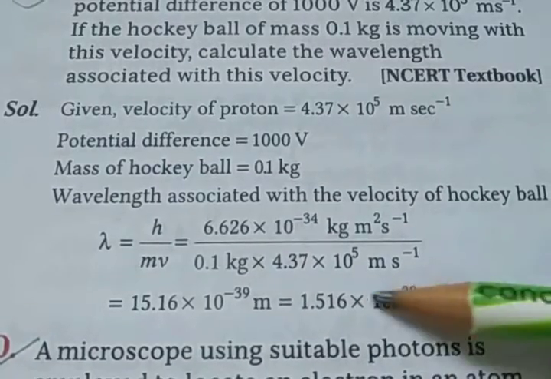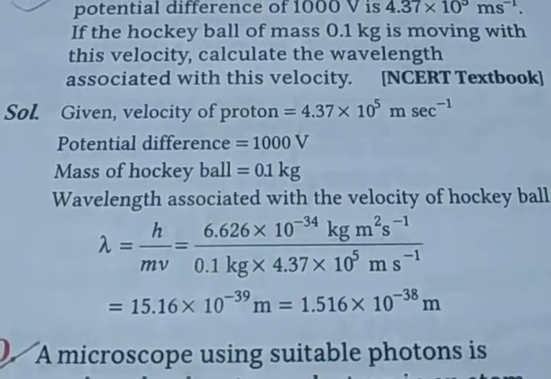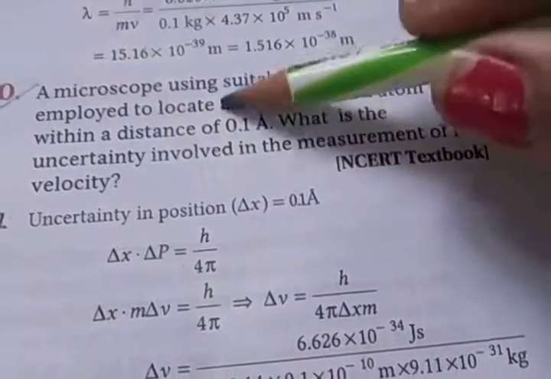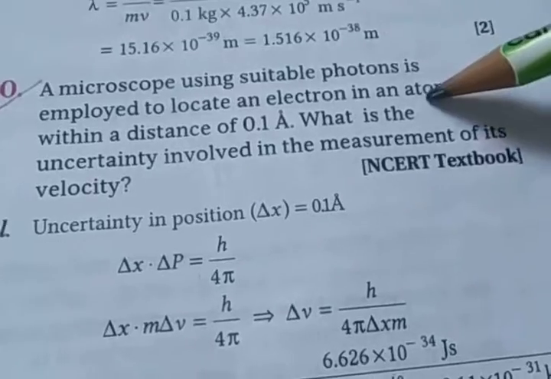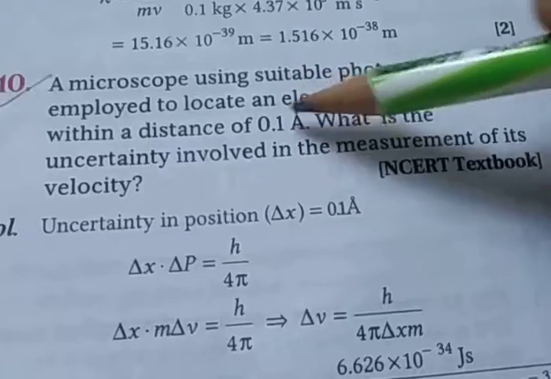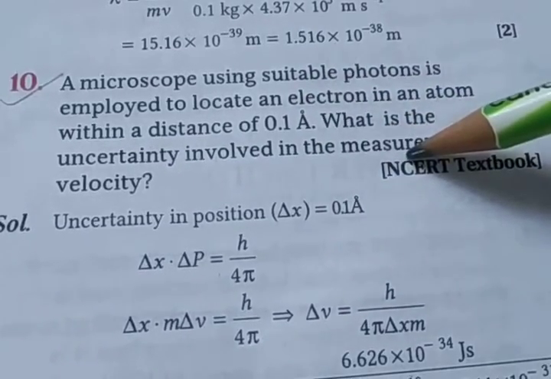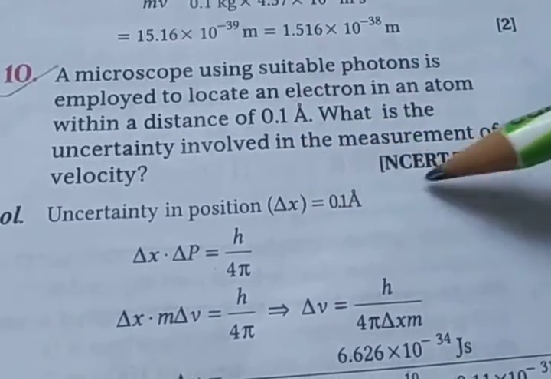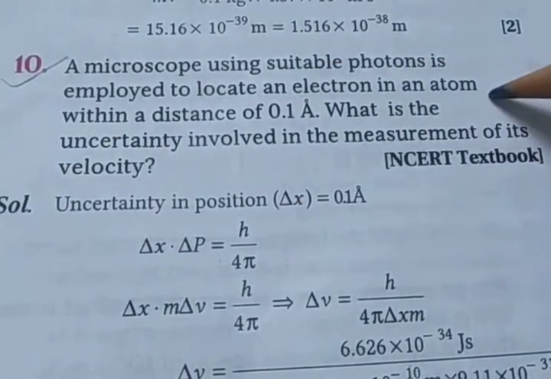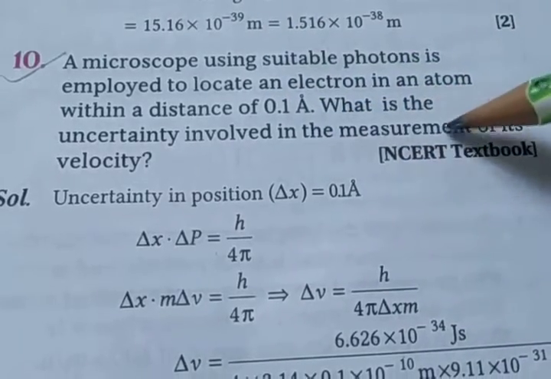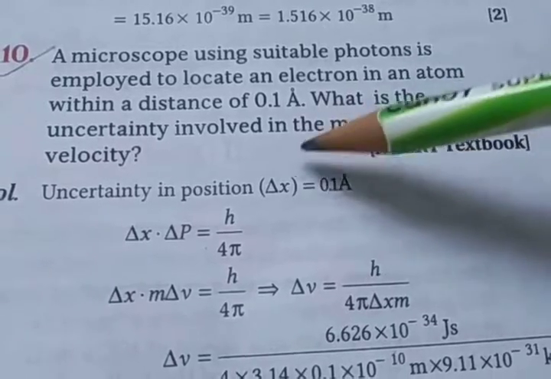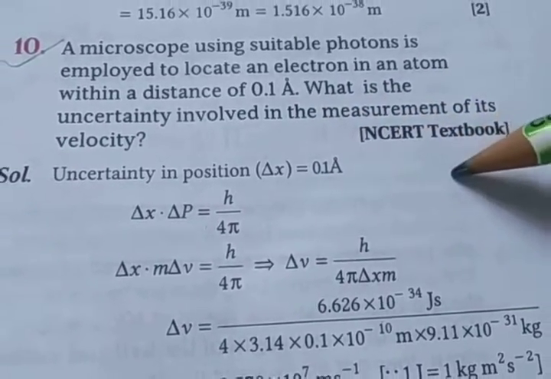So 1.516 into 10 to the power minus 38 meter. Next question is, a microscope using suitable photons is employed to locate an electron in an atom within a distance of 0.1 angstrom. What is the uncertainty involved in the measurement of its velocity?